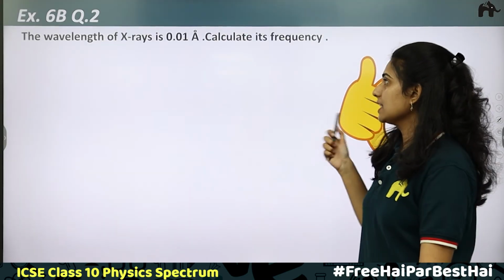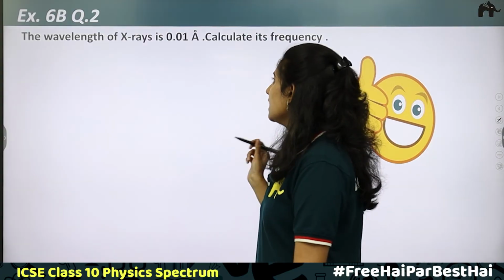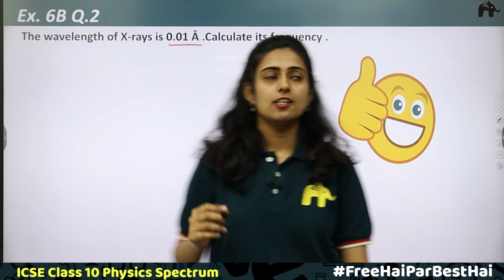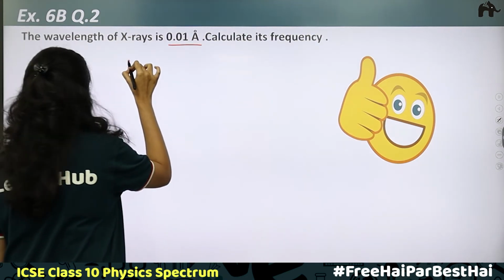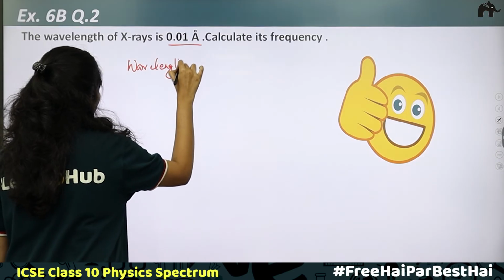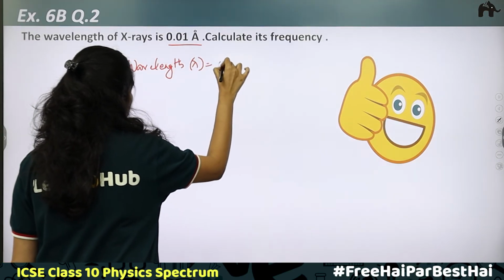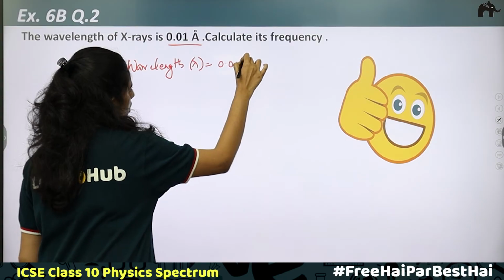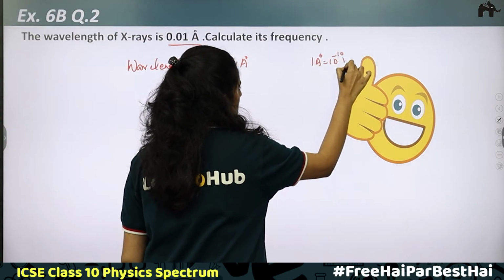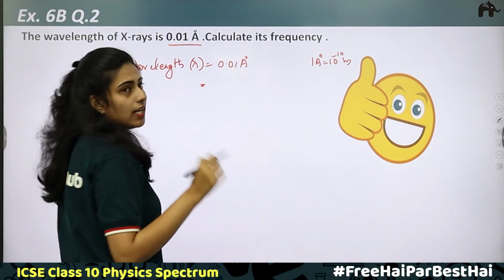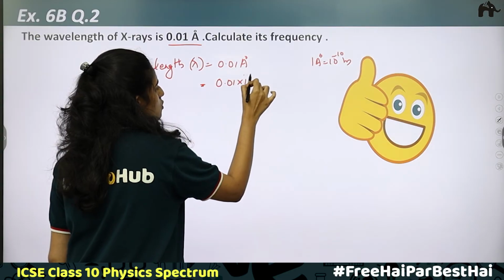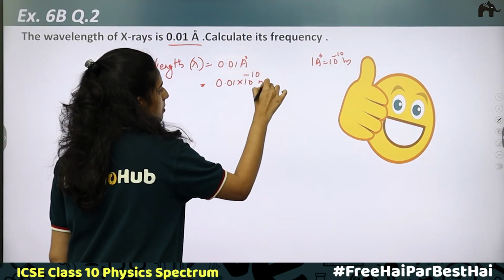Okay, question 2 of exercise 6B. The wavelength of X-rays is 0.01 angstrom. Calculate its frequency. So here we are given the wavelength lambda is equal to 0.01 angstrom. We know 1 angstrom is 10 raised to minus 10 meters. So 0.01 angstrom will be equal to 0.01 into 10 raised to minus 10 meters.